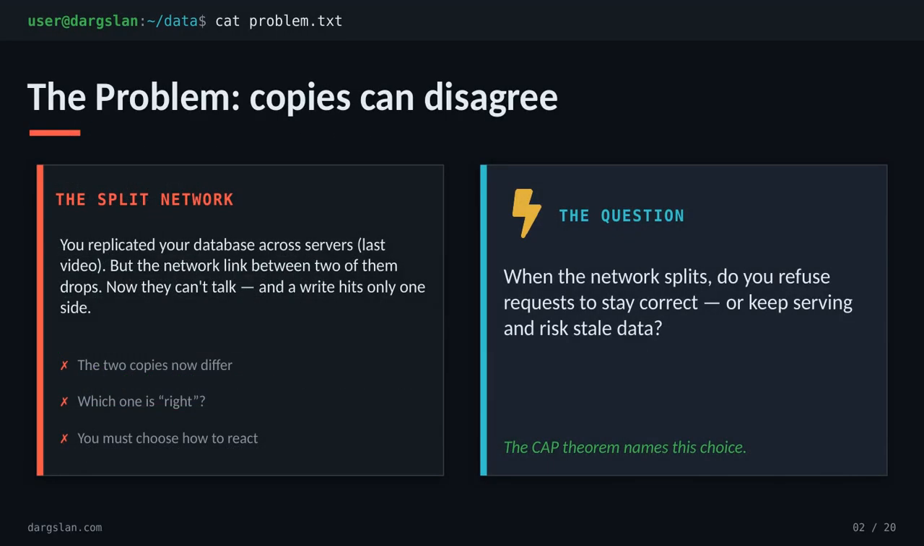To see where that myth breaks down, picture the setup from last episode. Your database replicated across servers for safety. Now imagine the network link between two of them quietly drops. A write comes in, lands on one side, and the other side never hears about it. Suddenly your copies disagree, and you're stuck with a question. Do you reject requests to stay correct or keep serving and risk handing back stale data? That choice right there is what the CAP theorem is really about.